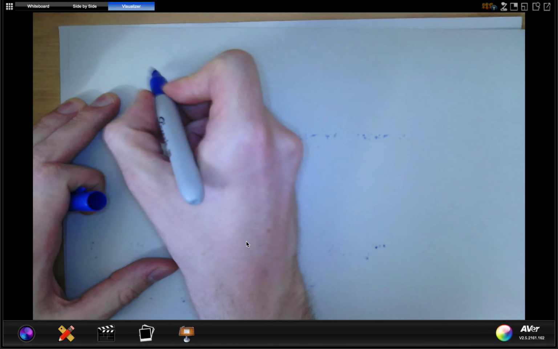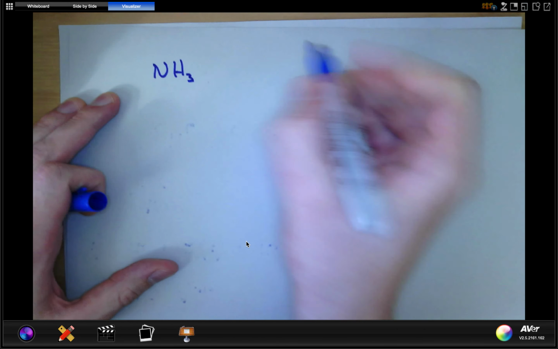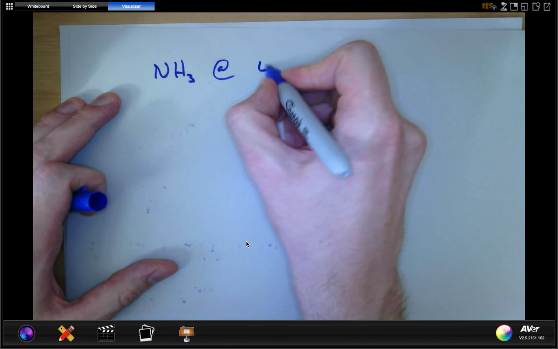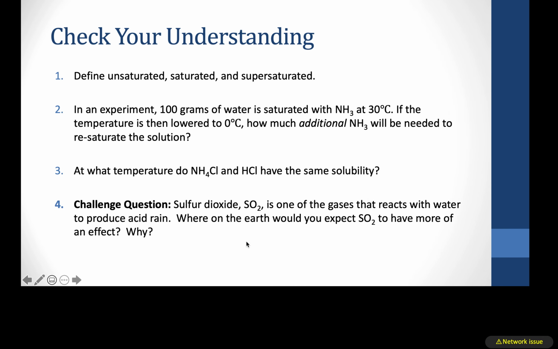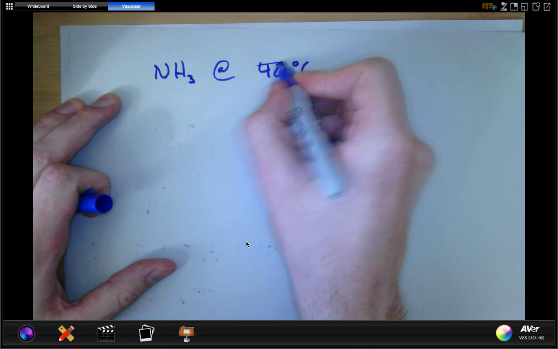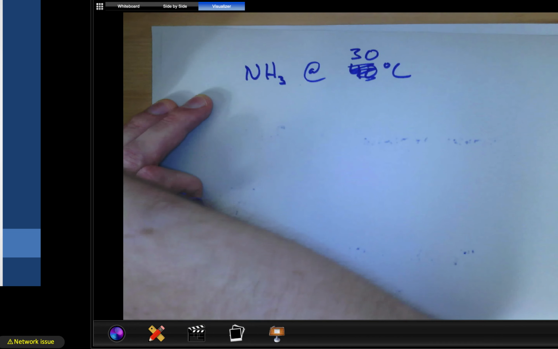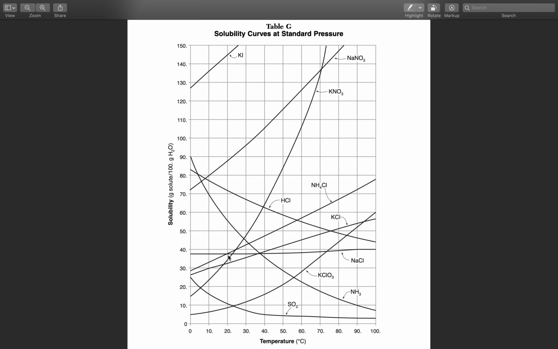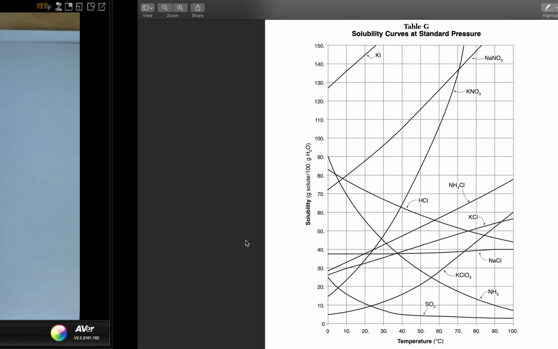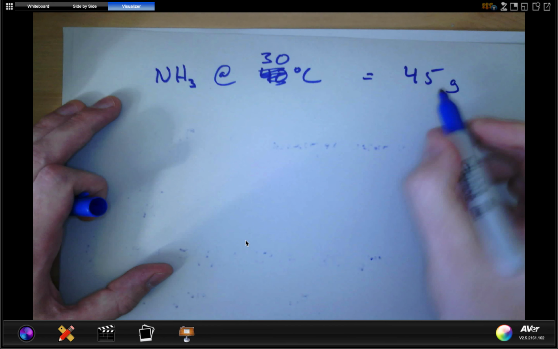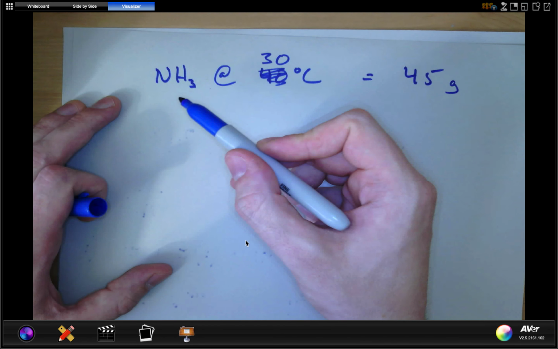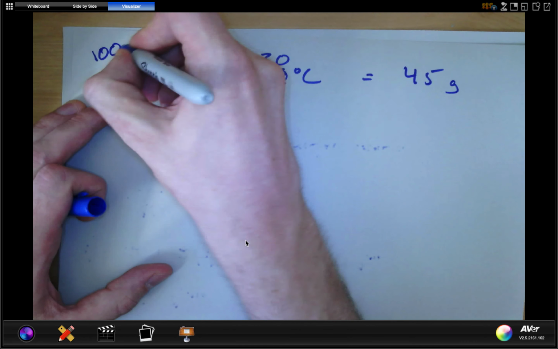So we're talking about NH3 at, was it 40 degrees Celsius? Let's make sure. 30 degrees Celsius. 30 degrees Celsius, 100 grams of water. So that can hold, right? We said about 45 grams of NH3. Yeah, about 45 grams. Go back here. 45 grams, right? I can hold that much in 100. This is in 100 grams of water.